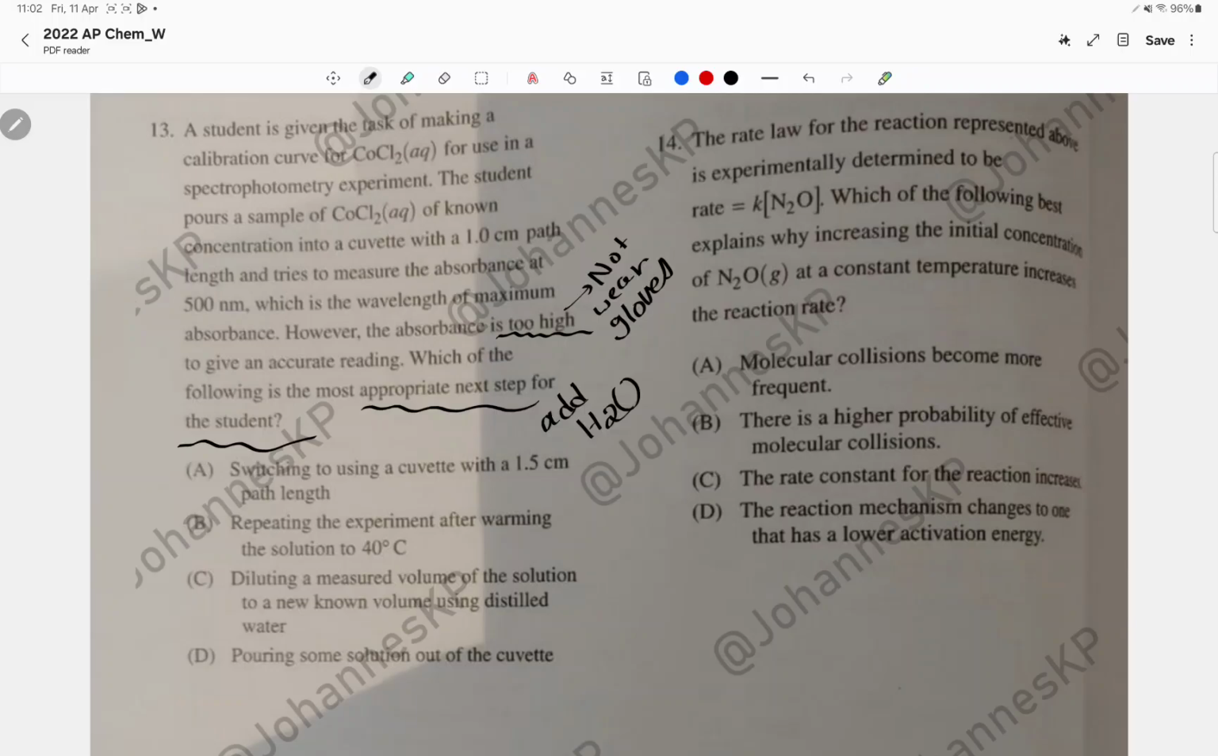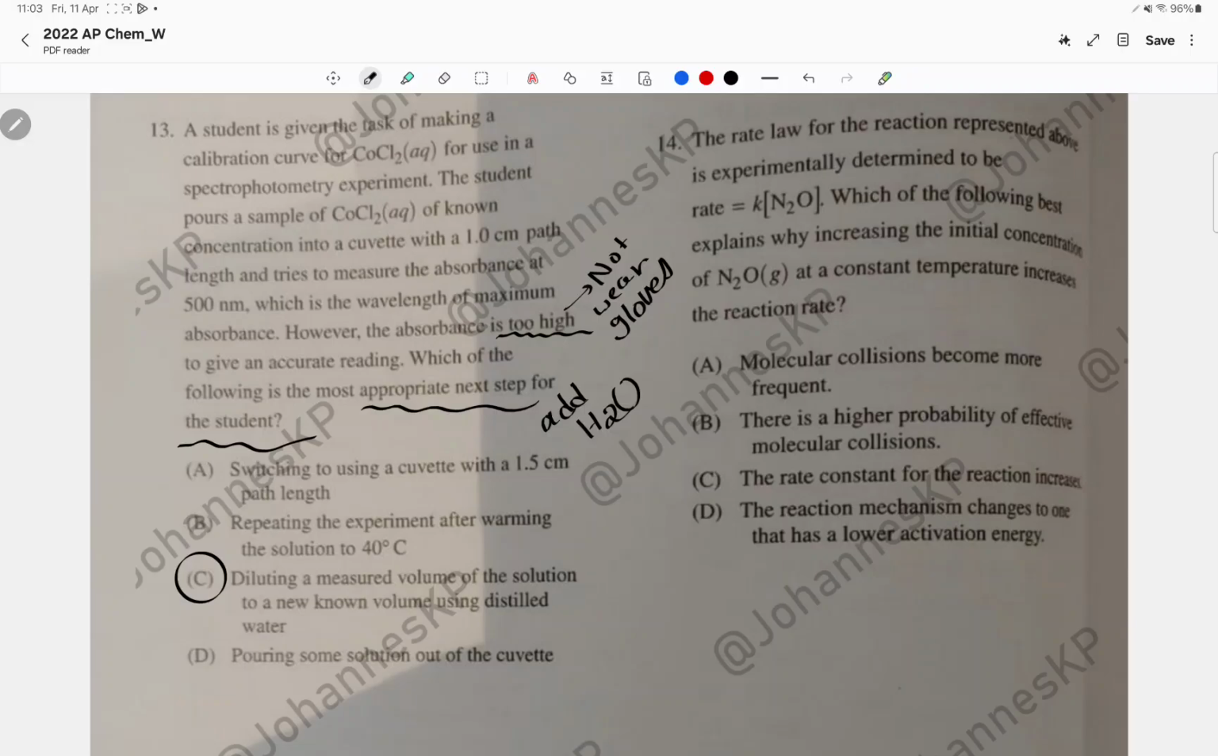Like distilled, right? Or how? Dilute, we say. Distill is something else. What is the difference? Distill means you remove the water from a solution and just keep the solid part. Dilute means just add water. Oh, okay. So dilute. Okay.